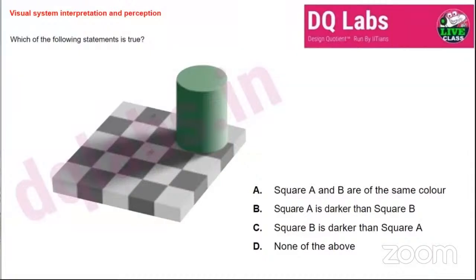Good evening, guys. So here's the first question for today. I'll read out the question. Which of the following statements is true based on the given image? So the options are: square A and B are of the same color. I hope you guys are able to see A and B there. Square A is darker than square B. Square B is darker than square A. And option D is none of the above. So your 30 seconds starts now.